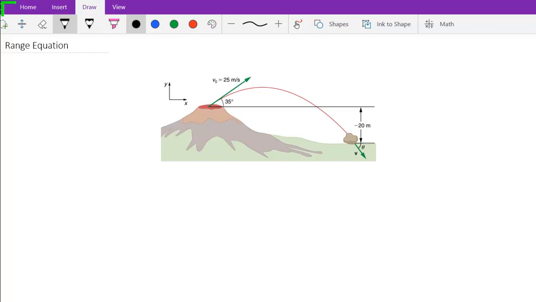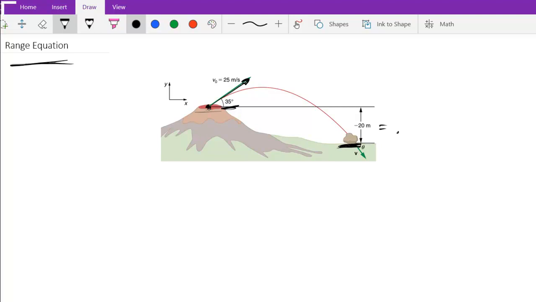Another equation that we can derive from the kinematic equations with special conditions is the range equation. Typically, if we wanted to find how far something travels, let's say we have this volcano here, and a projectile is launched out of it at a velocity of 25 meters per second at an angle of 35 degrees above the horizontal, measured at standard position, and it lands at a point 20 meters below from where it was launched.